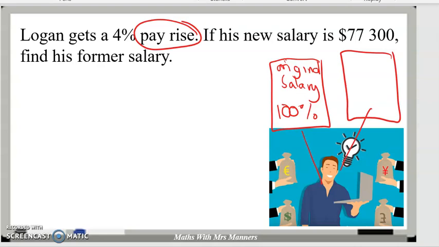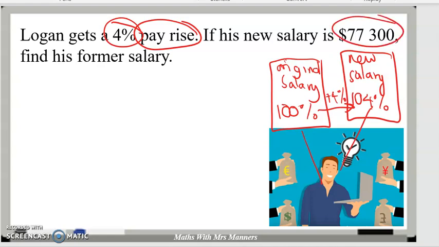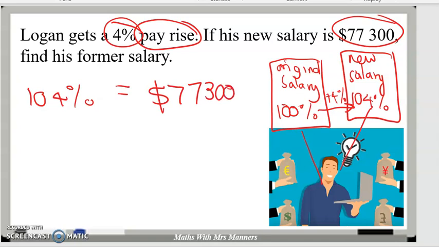And this salary gives him a 4% pay rise. Now, if his salary's gone up by 4%, that means his new salary is now 104%. It's gone up by 4%. So his new salary is $77,300. So once again, we connect a percentage to an amount. And then they've asked, well, find his former salary. Well, the former salary just refers to his original salary. So somehow I've got to get to 100%.